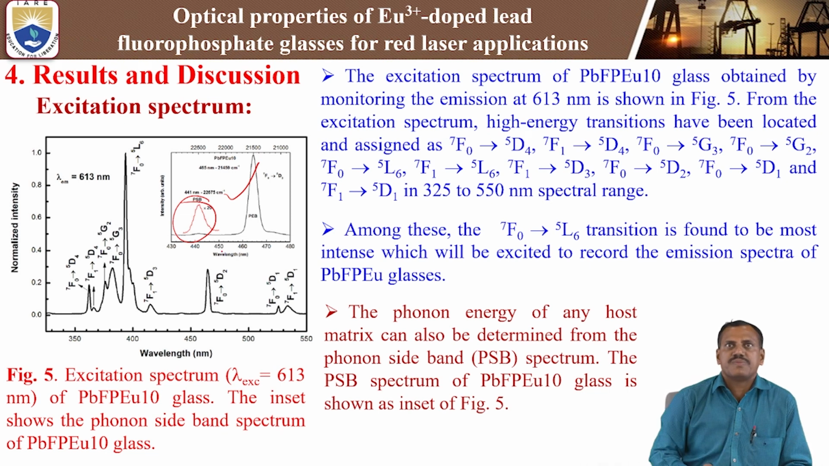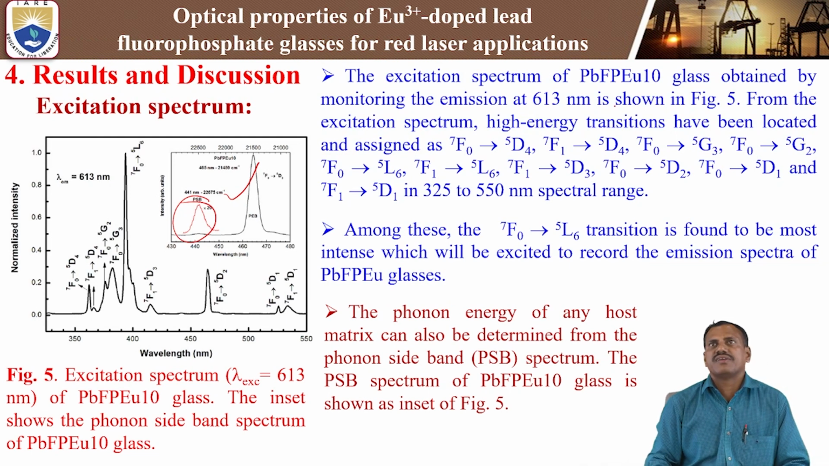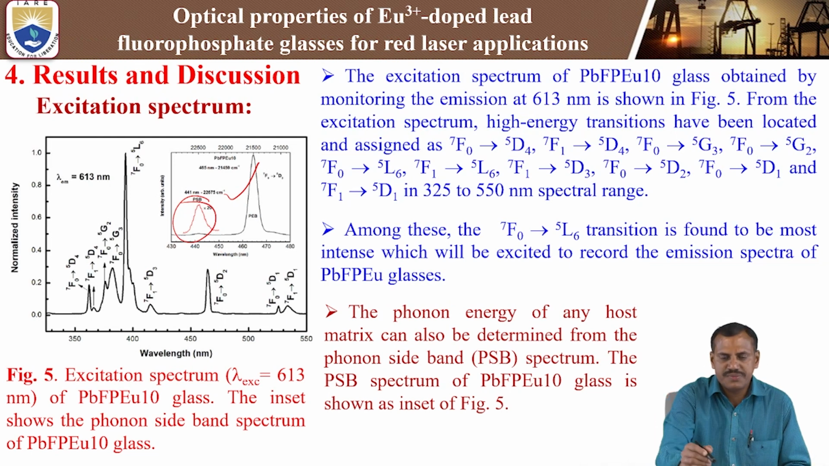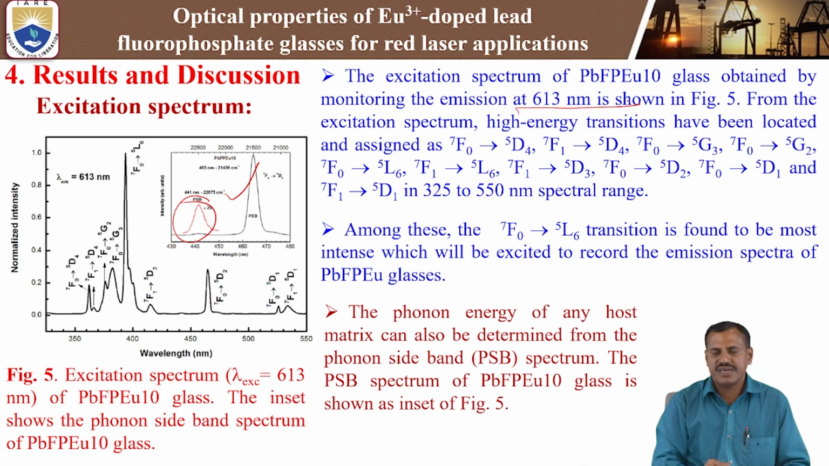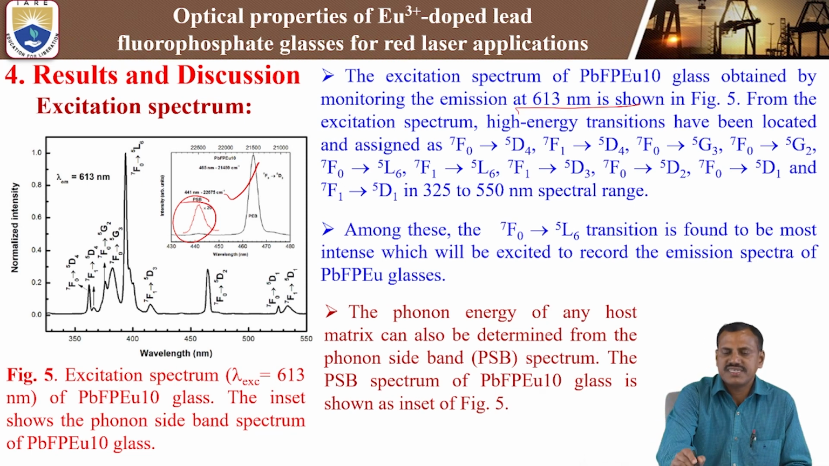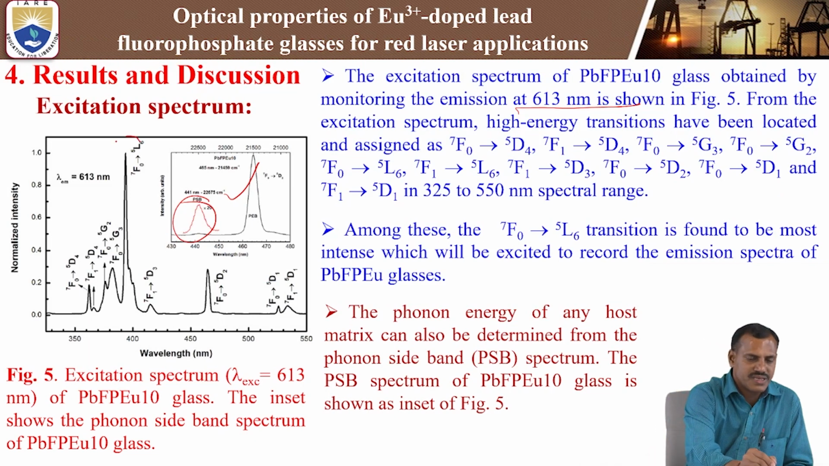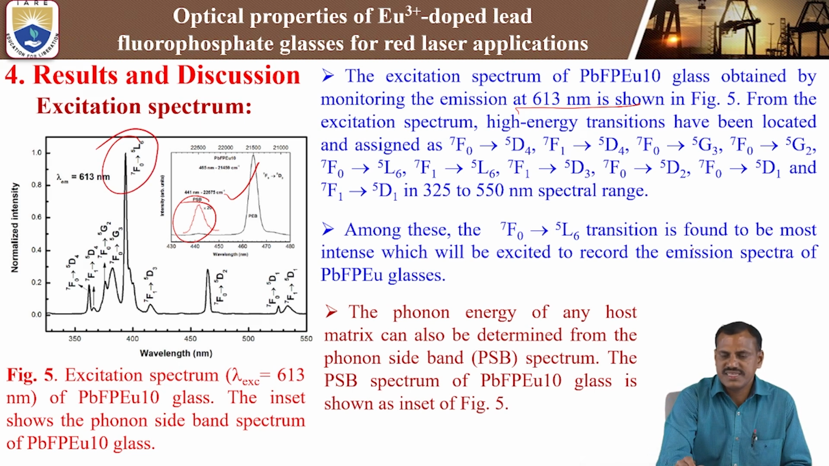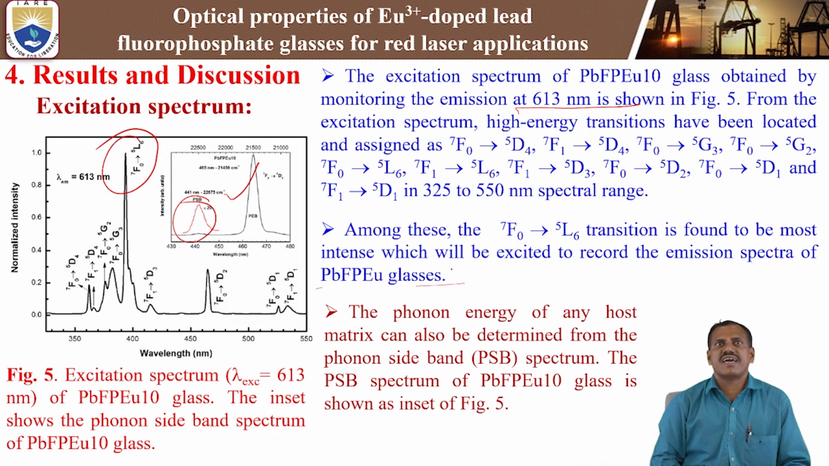The excitation spectrum of lead fluorophosphate glass obtained by monitoring the emission at 630 nanometers is shown in the figure. From the excitation spectrum, high energy transitions have been located and assigned as from the 7F0 ground state to different excited states of the europium 3 plus ions. Among these, the 7F0 to 5L6 transition is found to be most intense, which will be excited to record the emission spectrum of the fluorophosphate glass. This is the highest intensity excitation band, at 394 nanometer, and it is used to measure the emission spectrum.